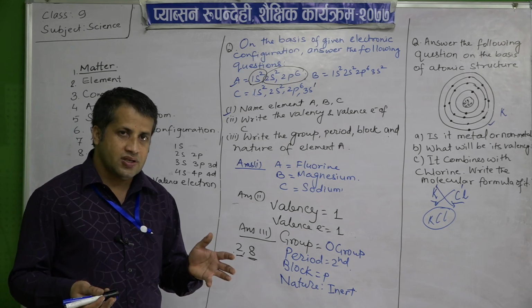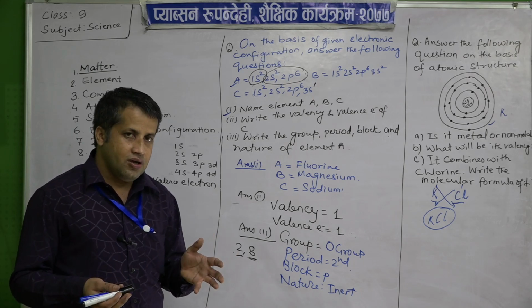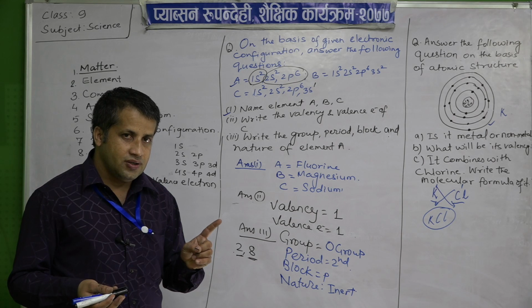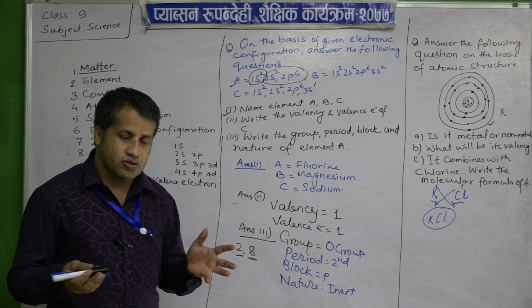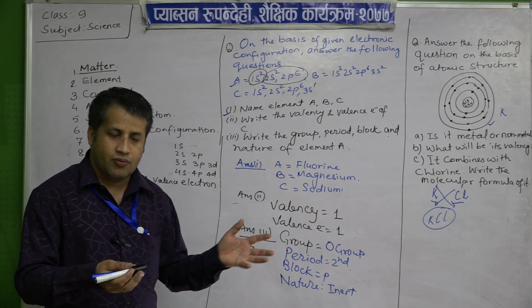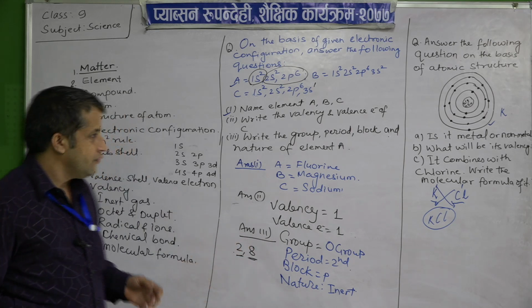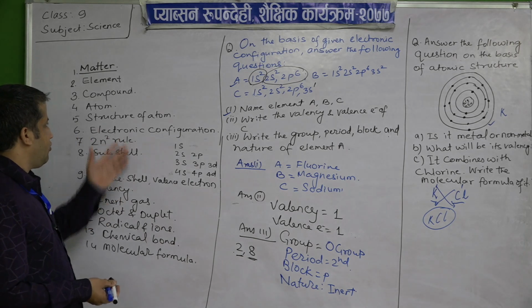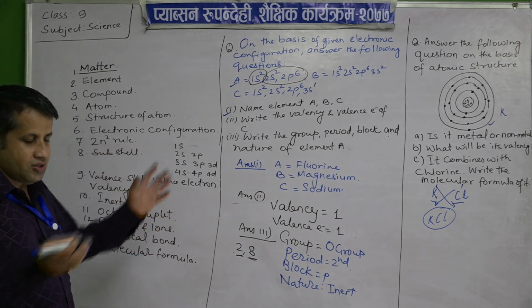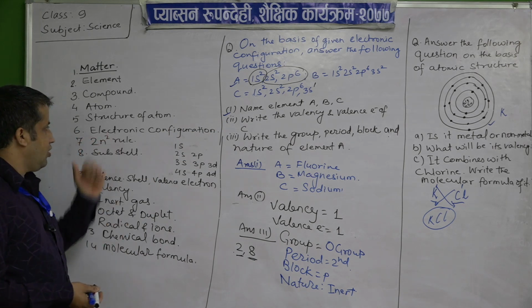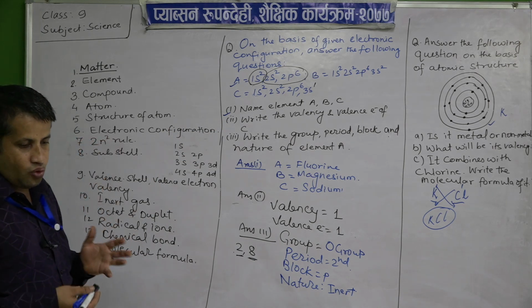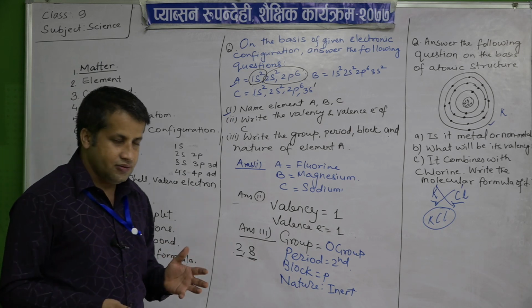So what is atomic mass? The sum of the protons and the neutrons present in the nucleus of an atom. That also we have discussed. And how to calculate the number of protons and electrons, that also we have done. And after that, we have studied the structure of the atom, by showing the structure like that, we have discussed. Now after that, electronic configuration, it is a very important topic in this chapter.